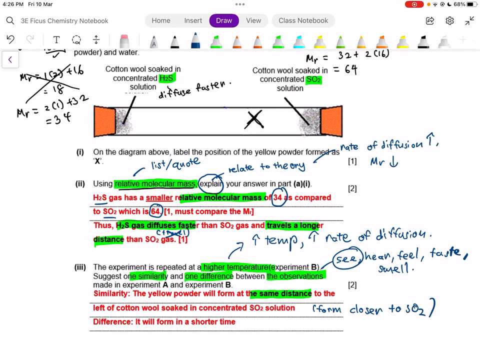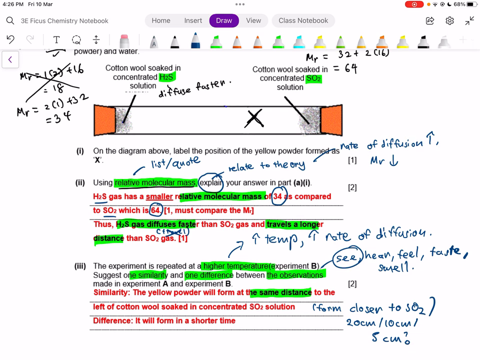Form closer, what do you mean? Like 20 cm, 10 cm, or 5 cm away? That's a bit vague. So to hit the point here, you must say it will be at the same distance, and the way I say it is very specific, to the left of the cotton wool soaked in concentrated SO2. A lot of you just say closer without saying at the same distance to the left of the cotton wool, as in experiment A.